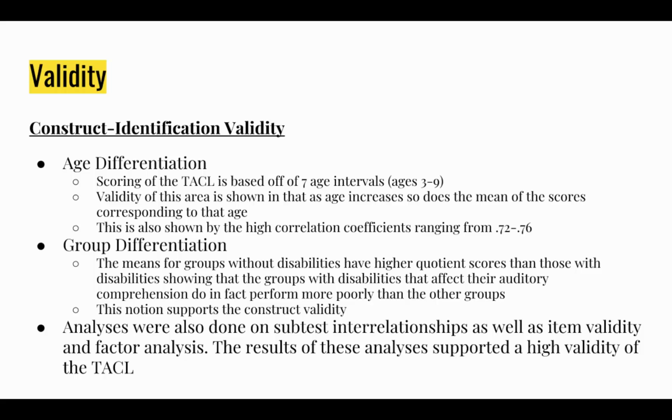For construct identification validity, they looked at age differentiation, group differentiation, and then in addition to this, they also looked at interrelationships as well as item validity and factor analysis. And combining all of these different validity tests, they found that it was also a highly valid test.